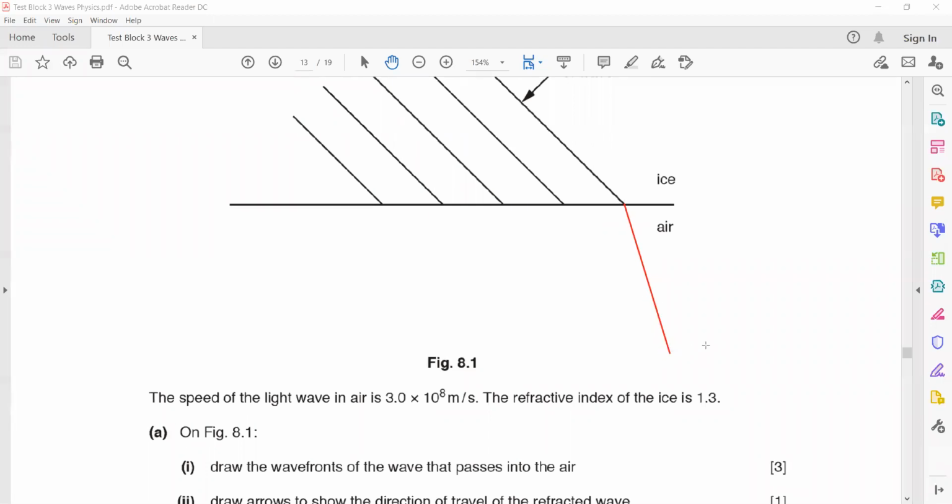So when you draw, look how to understand. First, if I draw a straight line, it means they are traveling at the same speed. If it slows down, it will lag behind, but in air it travels faster, so I should draw the wavefront ahead, and all should be parallel to each other. Because this is light and light travels faster in air as compared to that in solid. The second part, draw an arrow to show the direction. So how to get the direction of the wave? The direction of the wave is always perpendicular or 90° to the direction of the wavefronts.